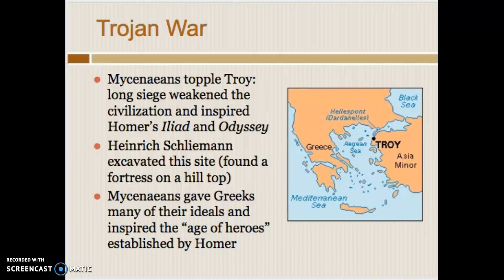Really, it's the story of the Mycenaeans apparently toppling Troy, which you can see here is on the side of Asia Minor, really in modern day Turkey. Mostly we hear about it from Homer's Iliad and Odyssey. Like I said, Heinrich Schliemann excavates the site, and he finds that obviously there was a city there and there was a battle there. He just doesn't know the size of the city or the extent of the battle. Regardless, the Mycenaeans give the Greeks these ideas for this heroic, epic past, and the Greeks then build on that, and they start to claim these things as their own, and they sort of establish and inspire the age of heroes.